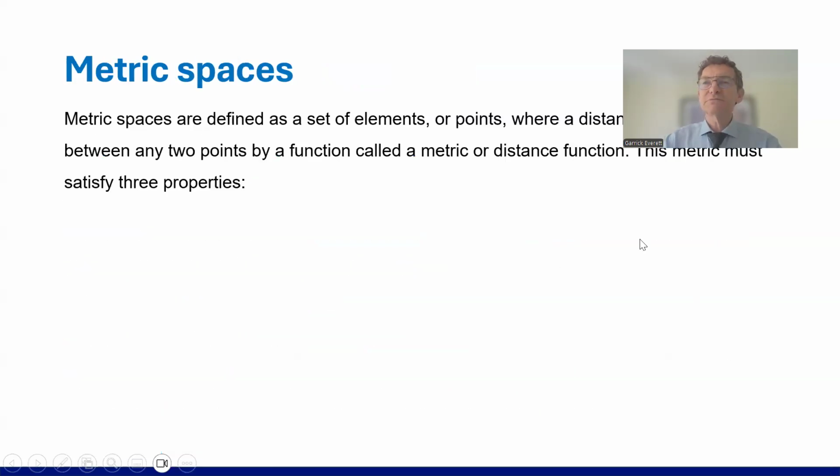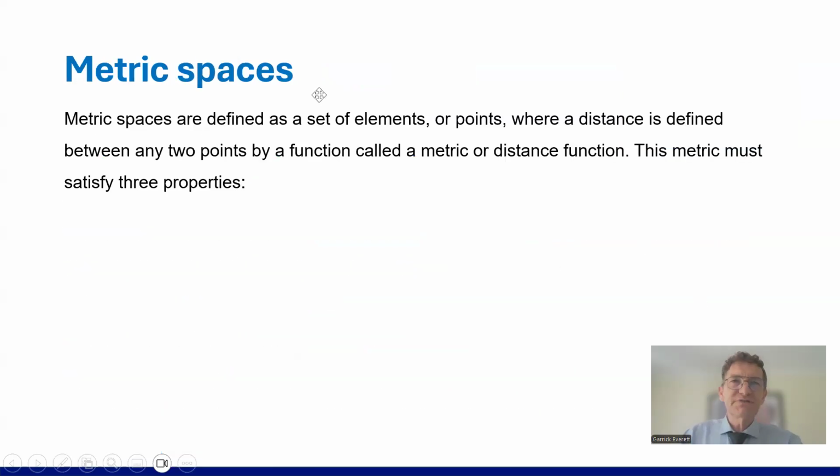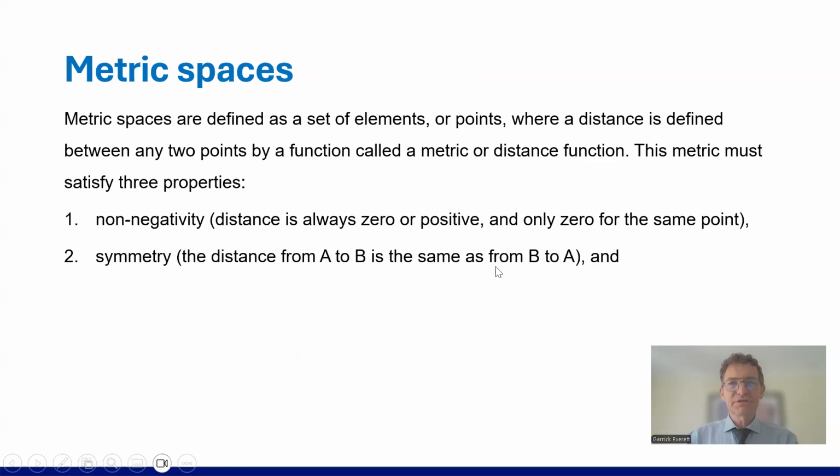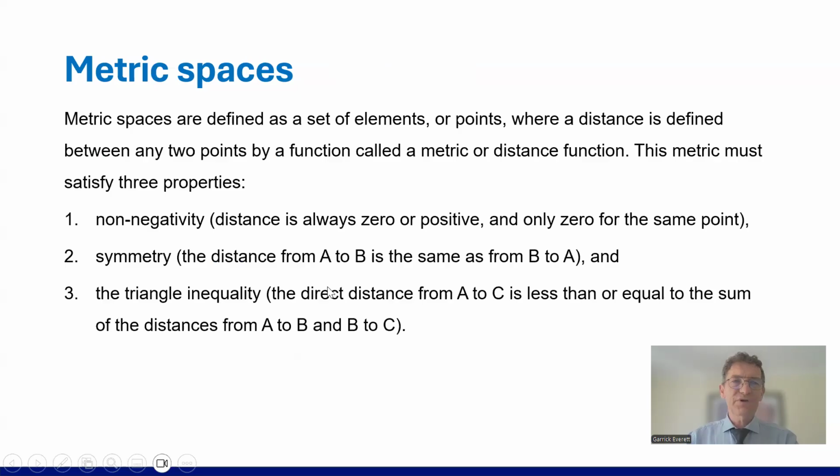Metric spaces. So a metric space is defined as a set of elements or points where a distance is defined between any two points by a function called a metric or distance function. This metric must satisfy three properties. Non-negativity, the distance is always 0 or positive and only 0 for the same point. Symmetry, the distance from A to B is the same as from B to A. And the triangle inequality. The direct distance from A to C is less than or equal to the sum of the distance from A to B and B to C. So if you're going via a different path, it's less than or equal, which is the same for any triangle.